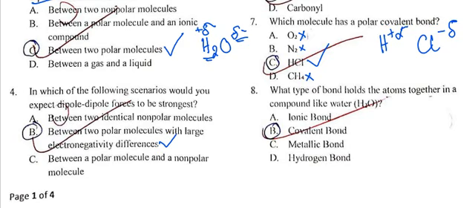We go to question 8. What type of bond holds the atoms together in a compound like water? So like I mentioned at first, here we are simply discussing bonding. Of course, we've got ionic bond, covalent bond, metallic, hydrogen bond. Of course, don't be misled. In water, the type of bonding there is a covalent bond. That is one thing that you must be able to understand. So it's supposed to be a covalent bond. Please don't go with hydrogen bond because you are going to miss it.